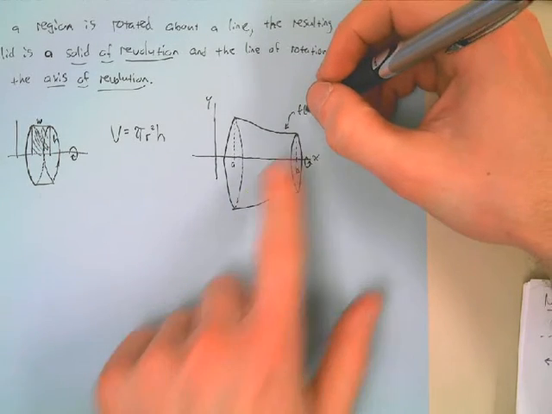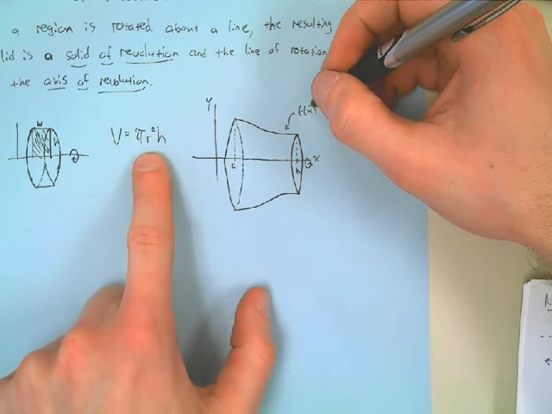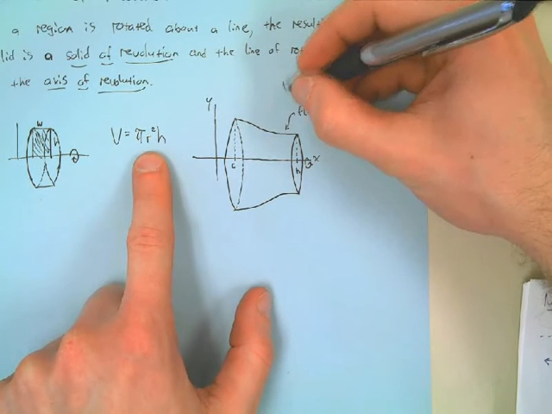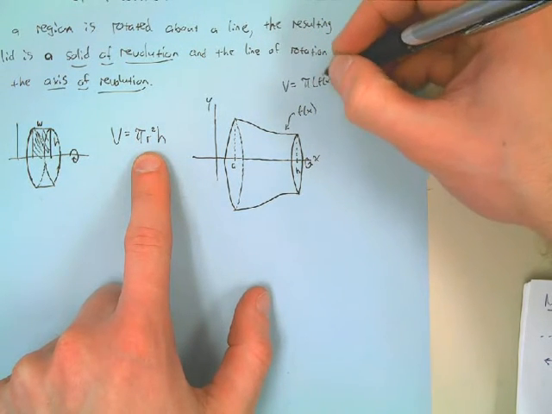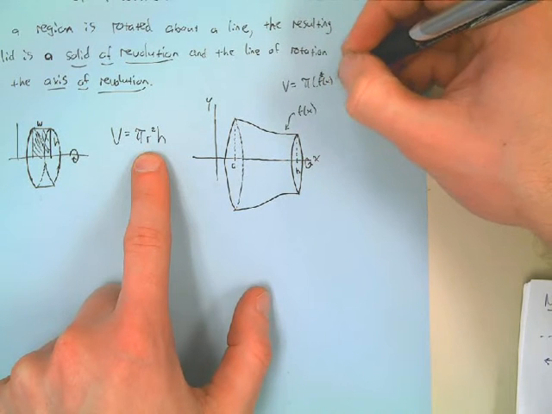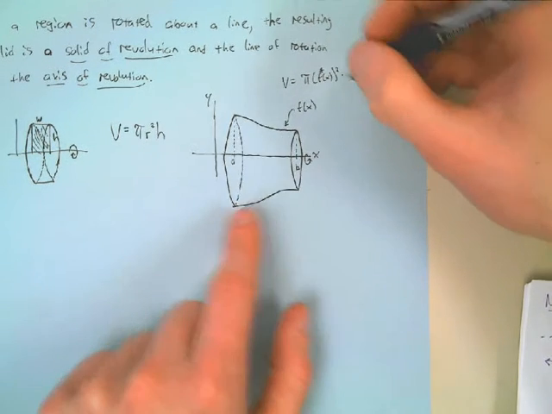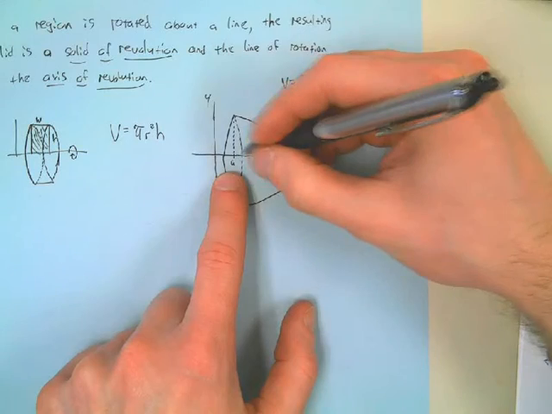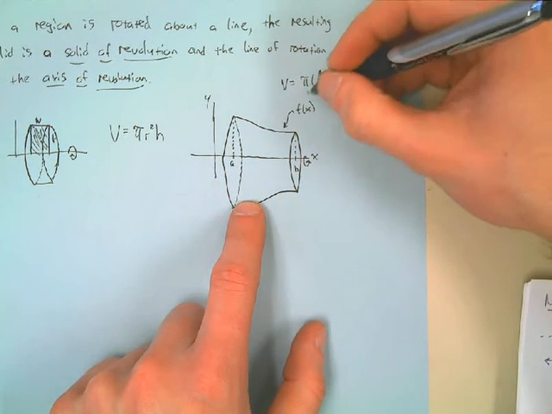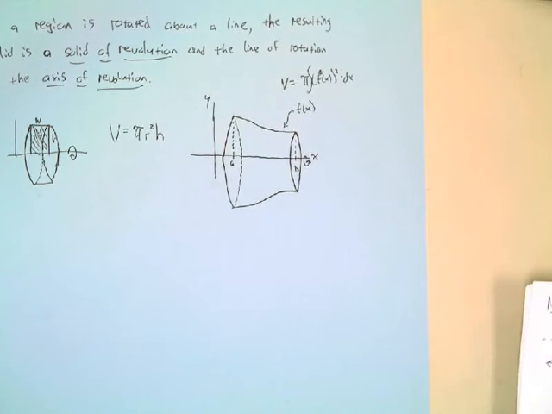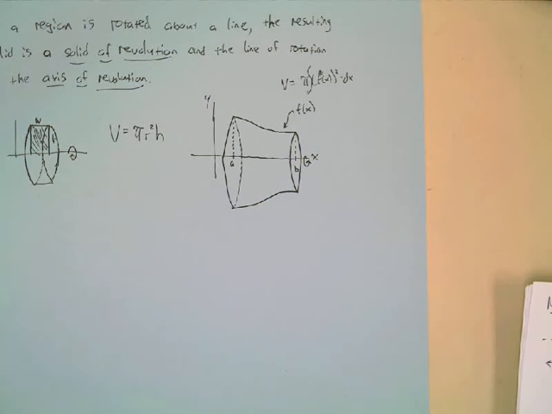So the volume is going to be something like pi times the function squared. And then the height, well, we're going to do a bunch of these little things, so there's going to be a dx here, and it's going to end up being pi times the integral of the square of the function dx, from A to B.